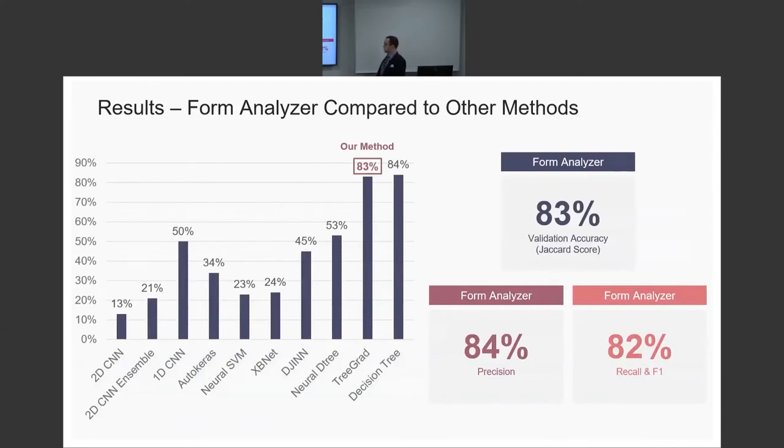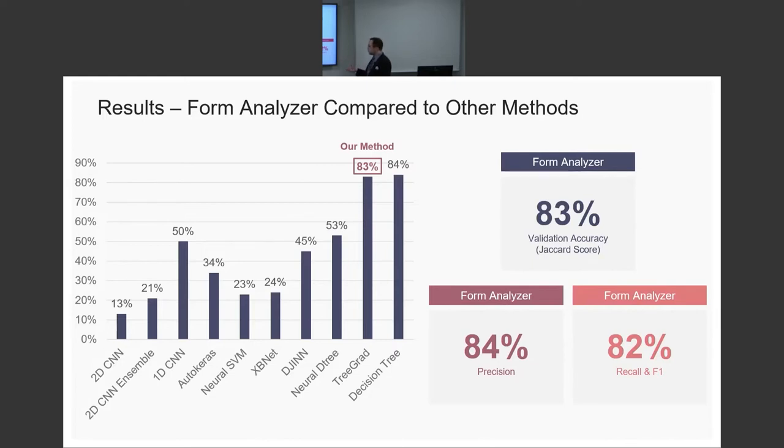So compared to other methods, there were a lot of different models that I attempted in developing this architecture. I tried a 2D convolutional neural network, a 2D CNN ensemble network of various different forms, a one-dimensional CNN. I tried using AutoKeras to automatically search for the best model. I tried making a neural support vector machine, gradient boosted neural networks, deeply jointed neural networks. That's a form of hybrid neural decision tree, an actual neural decision tree. And then finally, TreeGrad was our best method with 83% accuracy.